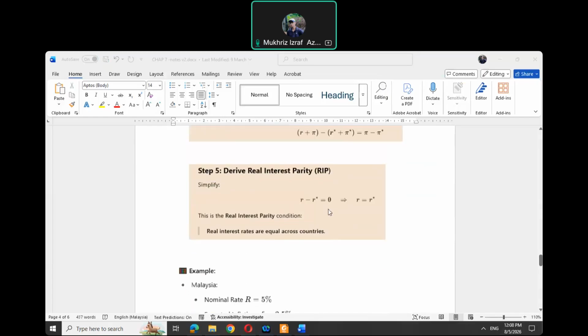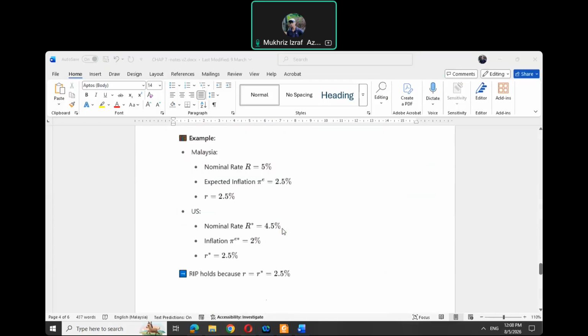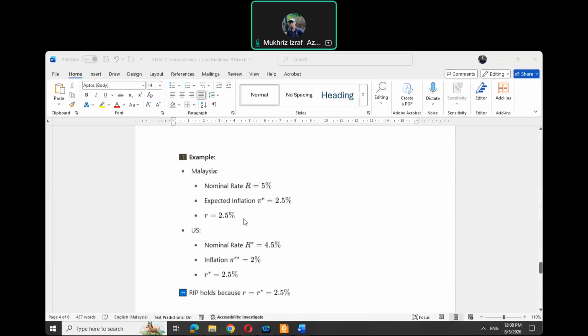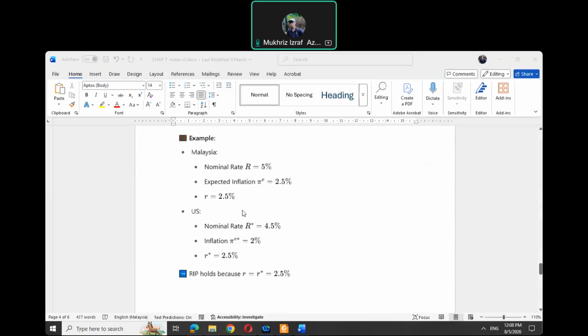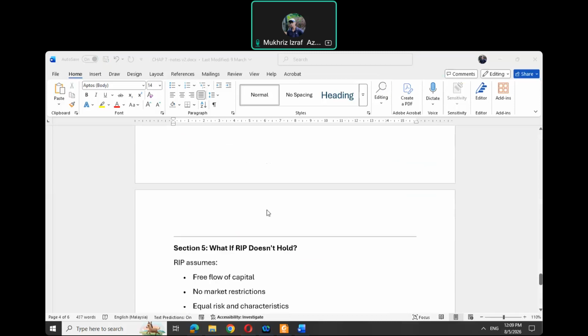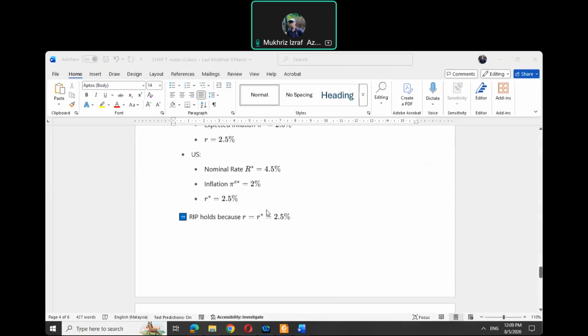So this is from the general construct of the formula. If you plug in the values from Malaysia and the US, I think you are familiar with this kind of example. We've been through this type of example before. So you need to plug in all of the relevant values into the equation, and you should be able to prove that R equals R star, which is 2.5%.